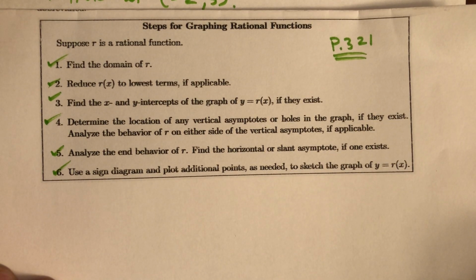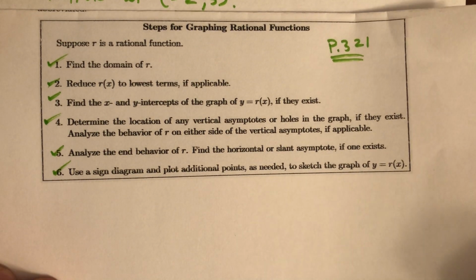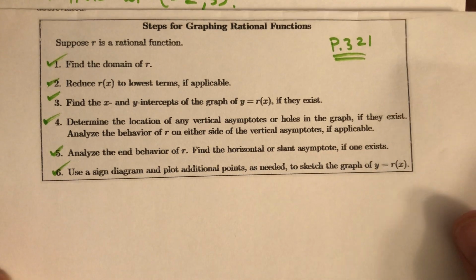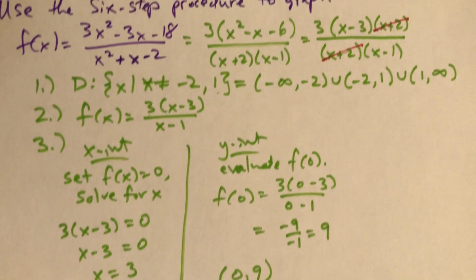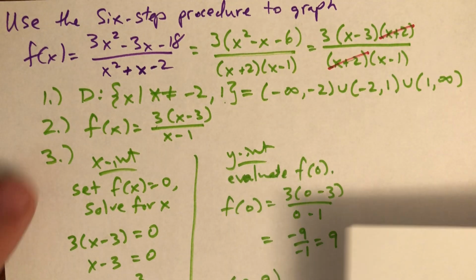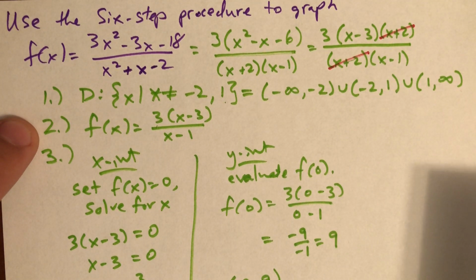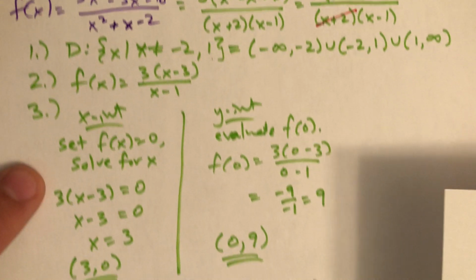Well, essentially this step is just kind of tying everything we just did all together. So let's do that. We can put everything that we just did on a graph, right? So let's go back here. All right, so our domain, that was wonderful. Reduce the function, that's great.